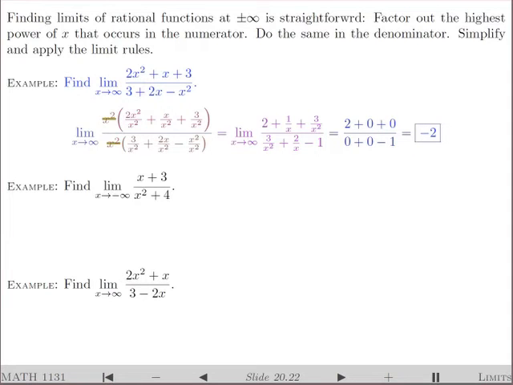What if the numerator and denominator don't have the highest power of the same degree? Let's first do one where the numerator has smaller degree. The first step is still the same. Pull out the highest power of x in the numerator and the denominator, and to compensate, divide each term by the power of x that we pulled out. So in the numerator I pulled out an x, I have x over x plus 3 over x.